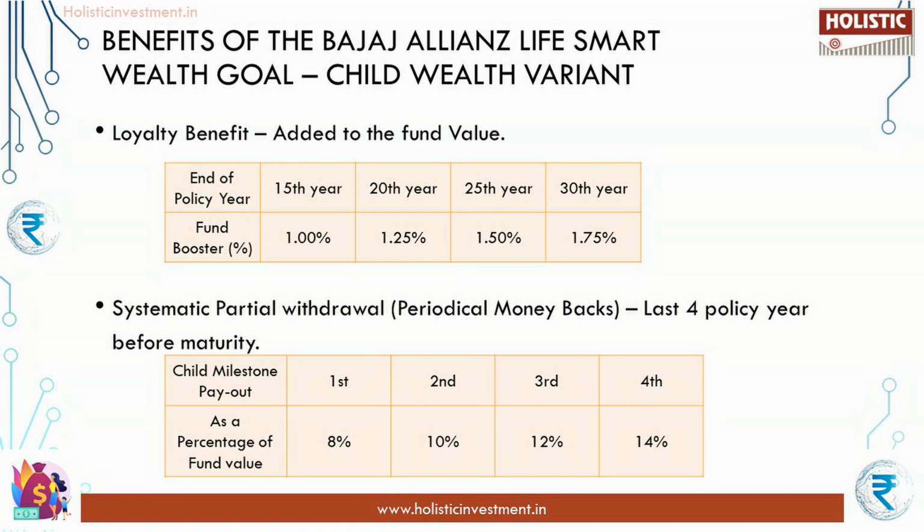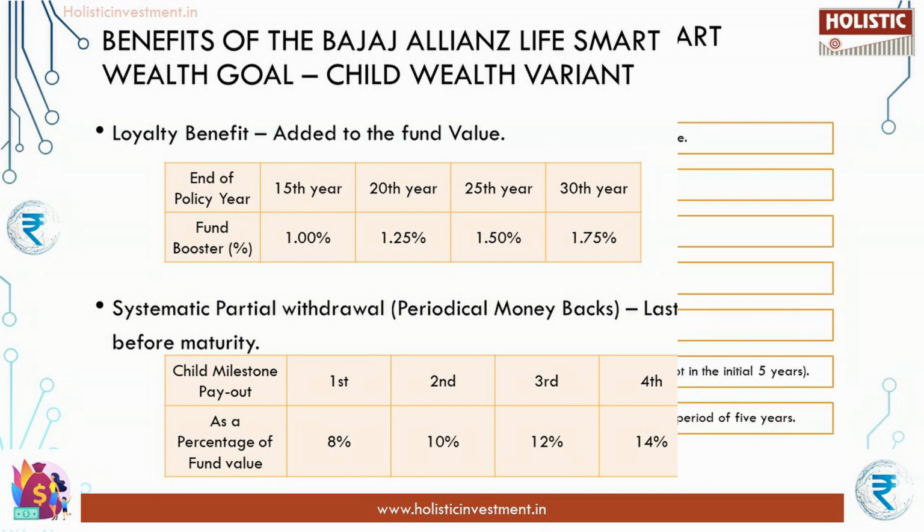Even after the occurrence of death or ATPD of the life assured, loyalty benefits will be added to the regular premium fund value. Next, systematic partial withdrawals. Child milestone payouts. An annual systematic partial withdrawal for child's key milestones will be available in the last 4 policy anniversaries before the maturity date.